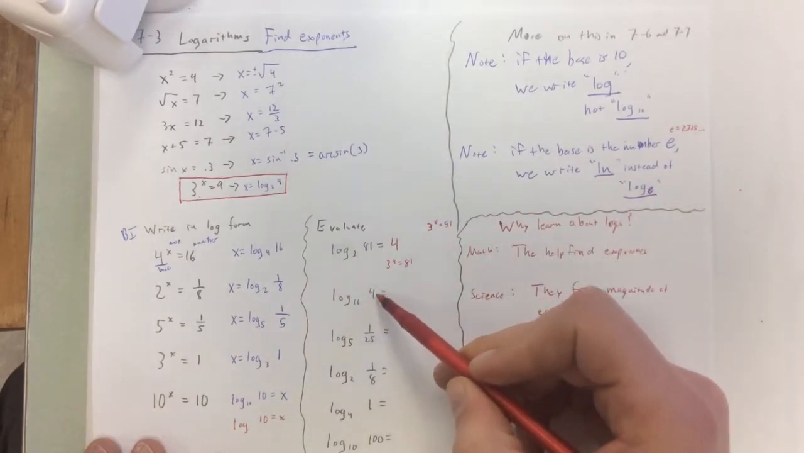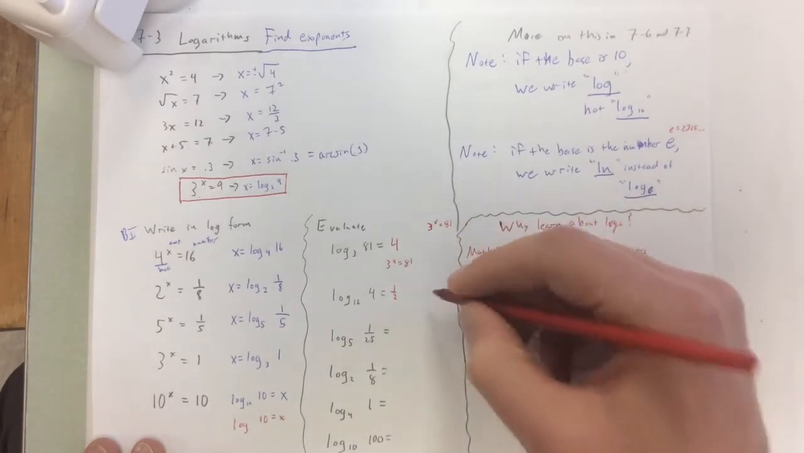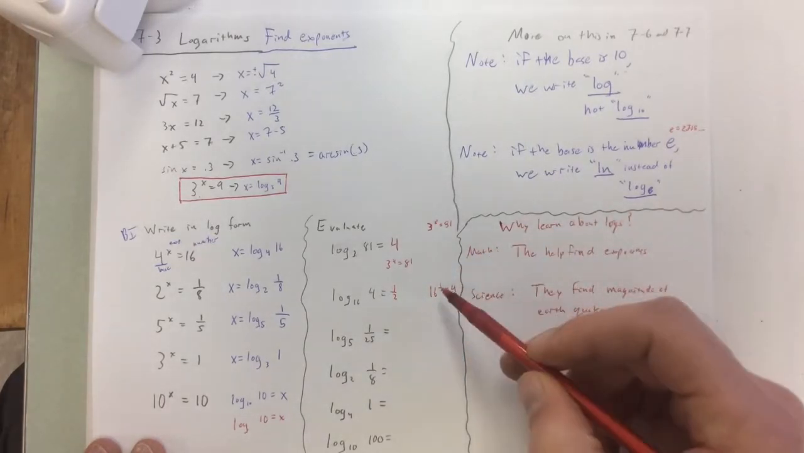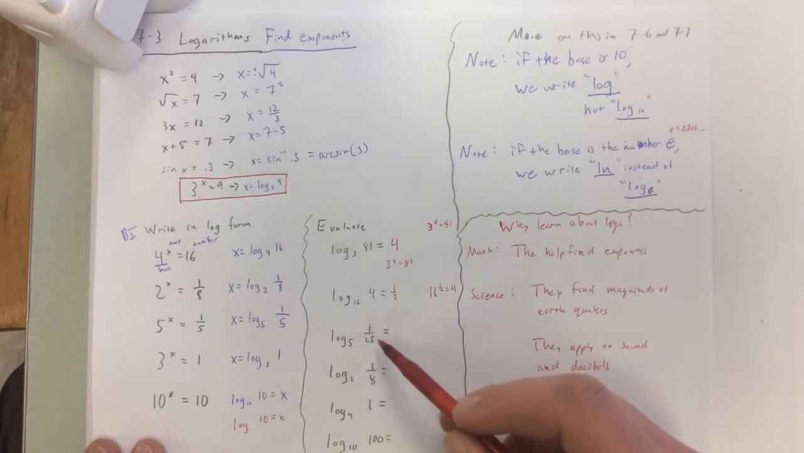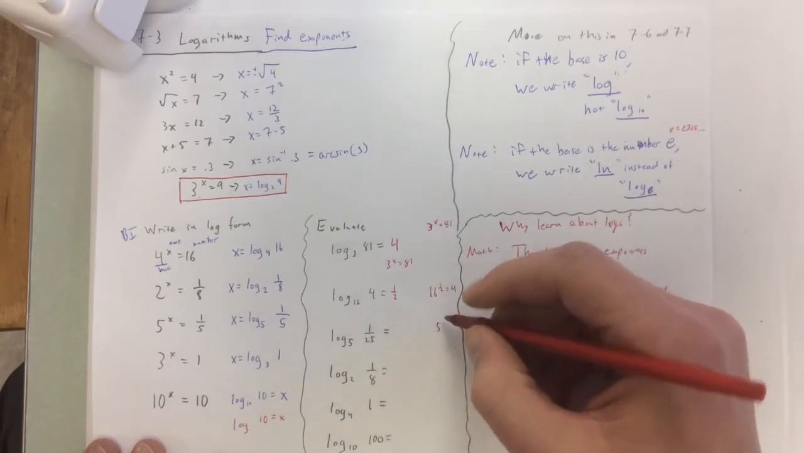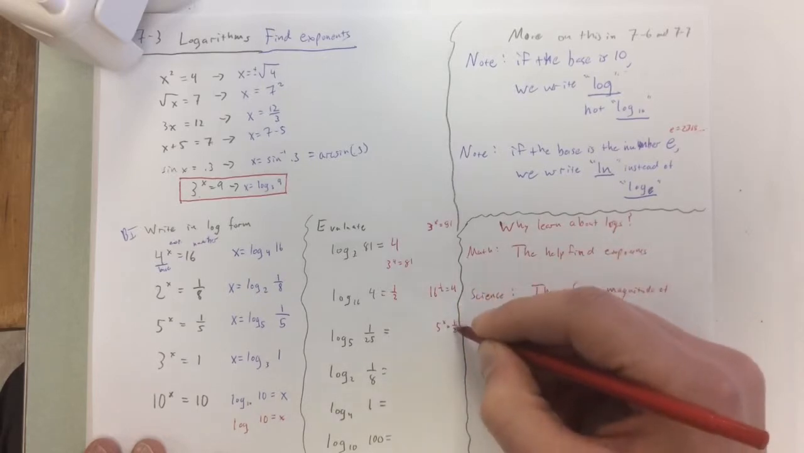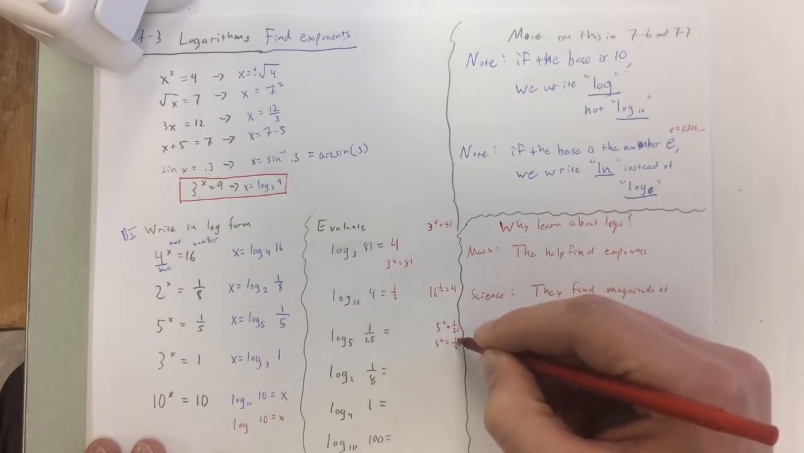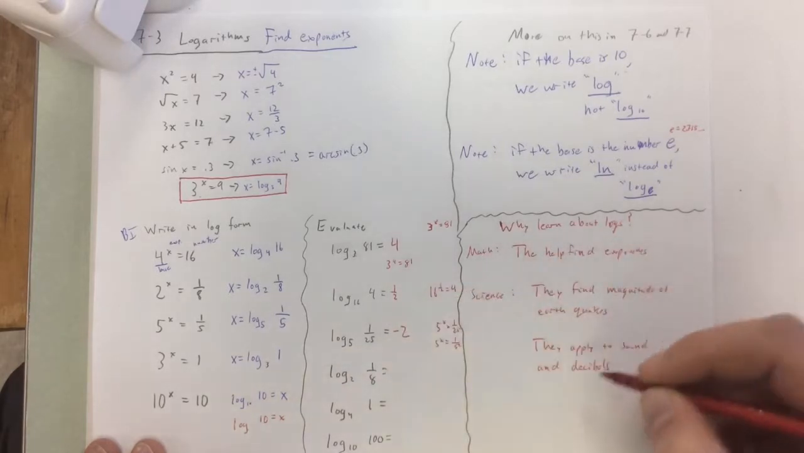16 raised to what exponent gives me 4? The answer is 1 half. Because 16 raised to the 1 half is equal to 4. We know the 1 half exponent is actually the square root. The square root of 16 equals 4, so that checks out. 5 raised to what exponent gives me 1 over 25? 5 raised to what number is equal to 1 over 25? I realize that this is actually 1 over 5 squared, which is 5 to the negative 2. So this is negative 2.